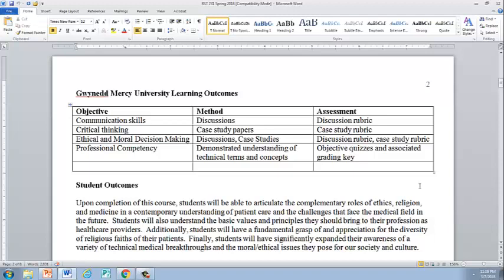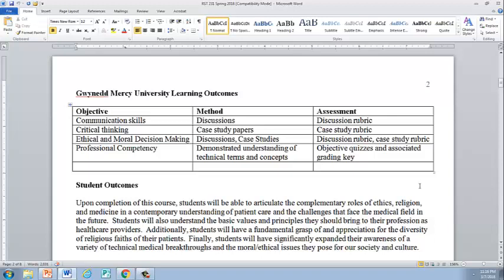So now ethical and moral decision making goes with the subject of the course, and we assess that in many ways. And certainly your professional competency is important from this course. And the state of Pennsylvania requires a healthcare ethics course for a lot of majors. Now you could be taking this as one of your religious studies courses and you're not in the healthcare field.